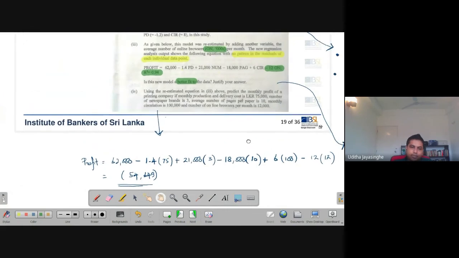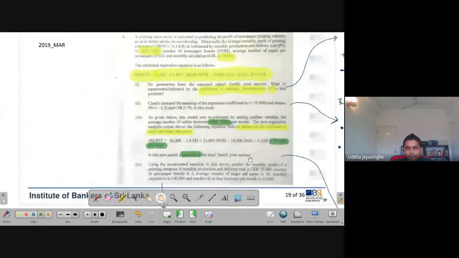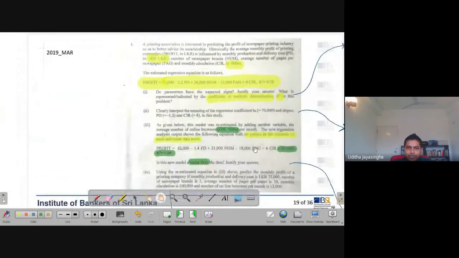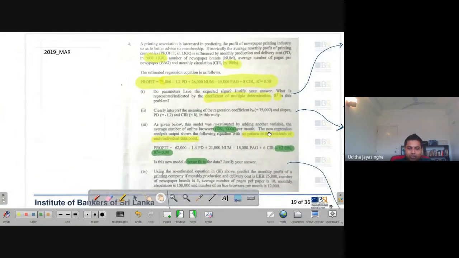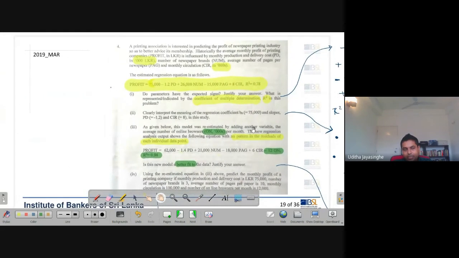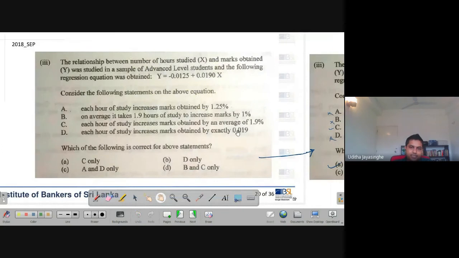That's the predicted profit for this new model. So it's a beautiful question. It covers all the glimpses of what we learned under multiple linear regression. There are plenty more questions like this. I'll show you these questions and skip them categorically with the answers. It's a good MCQ question.